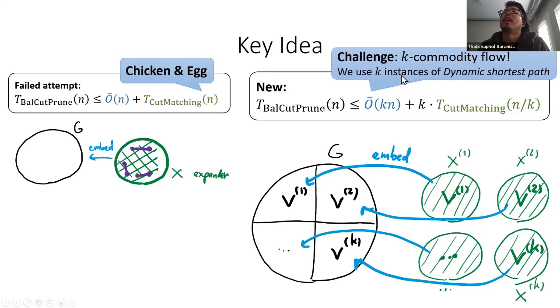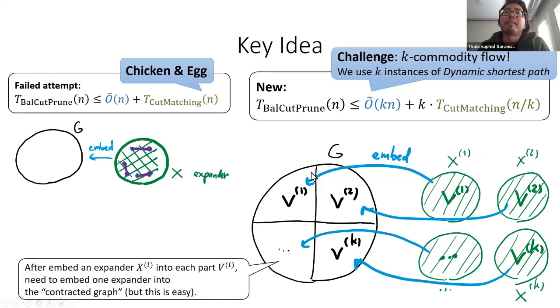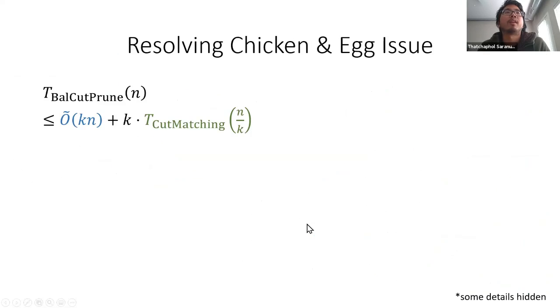We can use dynamic shortest path to actually solve the k-commodity flow problem. But the idea is that you reduce the size of this to n over k. And once you can embed k expanders into the graph, then you need to do something more, but it is an easy part that I will not go over.